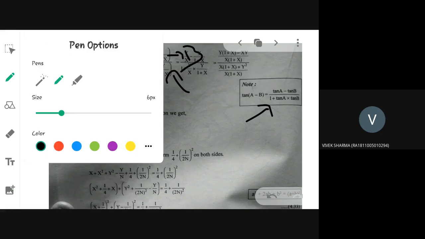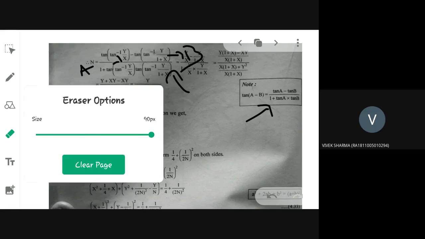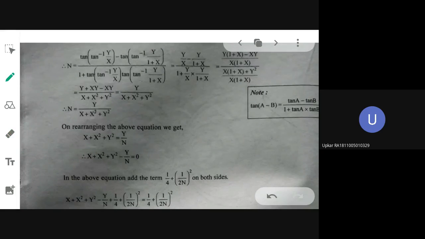Here they have given the formula, no? What is the formula? Tan of A minus B is equal to tan A minus tan B divided by 1 plus tan A into tan B. The same formula they have substituted here. So this is A and this portion is B. If you simplify this, what will be the answer? Tan and tan inverse will get cancelled everywhere.